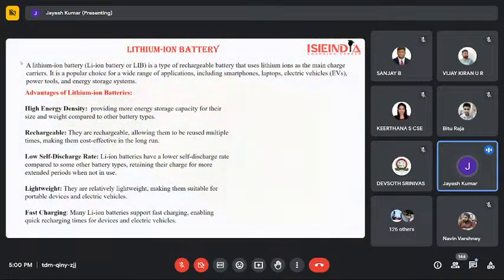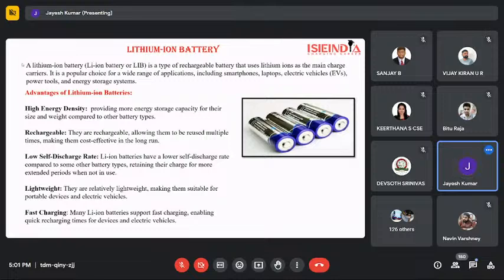Lithium-ion batteries. In lithium-ion batteries, the main charge carriers are lithium ions, and it is a rechargeable battery. It is a popular choice for smartphones, laptops, and for energy storage devices. But nowadays, it is more preferable for the EV industry also due to its advantages, because of high energy density, which provides a high storage capacity, and it is rechargeable, so you can use this battery multiple times. You can use this battery as per the grade. So if it is not usable for the automotive industry, you can use this battery for your secondary works.